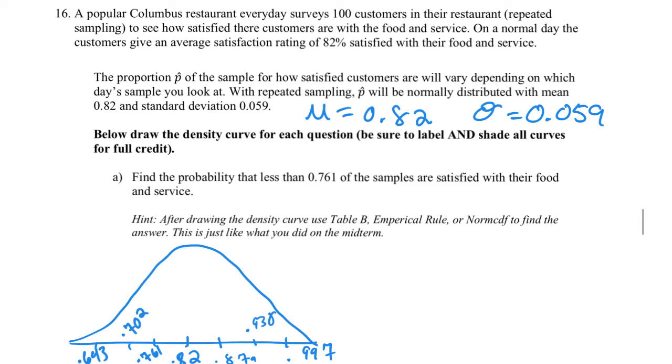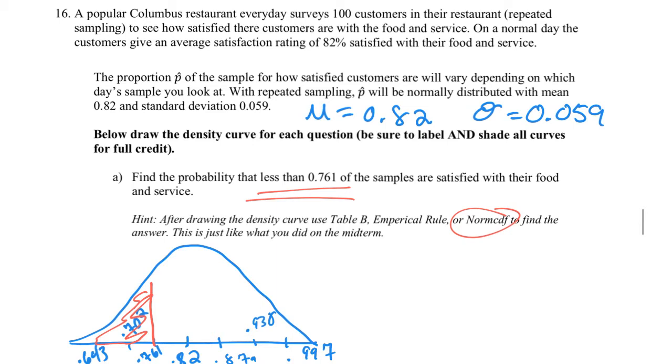Now, we want to find everything that is less than 0.761. So here's 0.761. What percentage is less than that? You can use table B, you can use the empirical rule, or you can use normal CDF. That's what I like to do. This is just like what we did for the midterm.